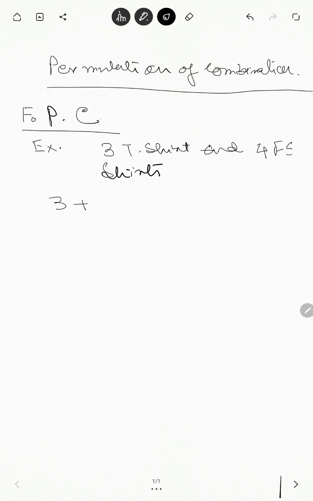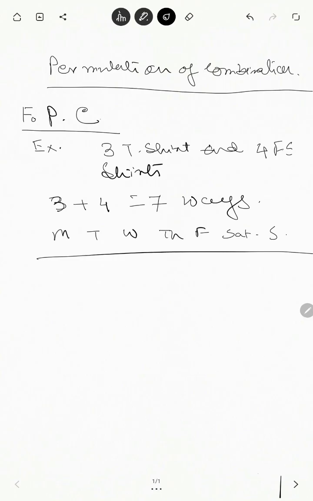So obviously you are not going to put 2 t-shirts together, right? So 3 t-shirts one by one, and then 4 full sleeve shirts one by one. So you have 7 ways. If you think like this, the Monday 1, Tuesday 1, Wednesday 1, Thursday 1, Friday 1, Saturday 1, and Sunday 1, like this, suppose.